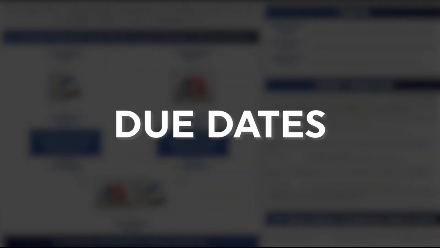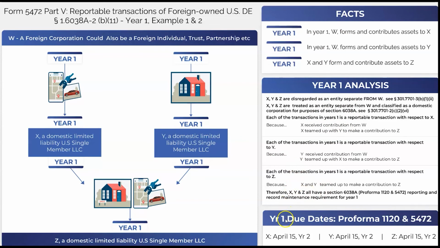Alright, so now we know the facts, we've gone through the analysis, and we also know that we're dealing with year 1 transactions. So when is this return due? Whatever transactions happened in year 1. So year 1, if you're on a calendar year, is going to run from January 1 to December 31st of year 1. And then you wait until April 15 of year 2 to file the pro forma 1120 and the 5472. You don't have to wait until the exact April 15 date. You can start filing anywhere from January, February, March, all the way to April 15 to file your information returns. If you cannot file on or before April 15, then you need to file an extension.